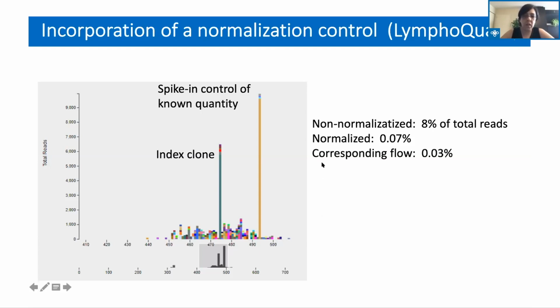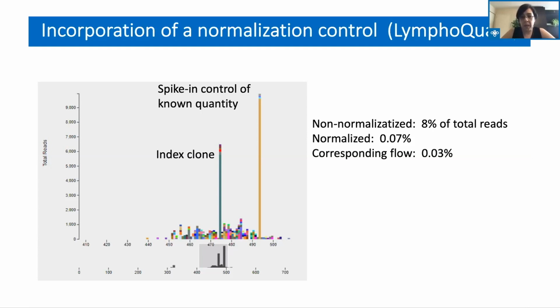However, if you use the spiking control to back calculate that number, the normalized level of disease is 0.07, which is very, very close to what you see here in the corresponding flow. And in general, you do see trends in the amount of disease through the normalization that we're doing with the corresponding flow, but it's actually not perfect, and it depends entirely on the disease.